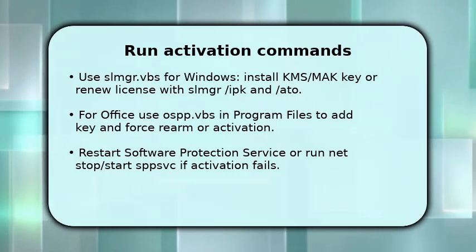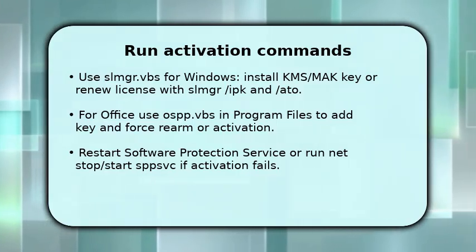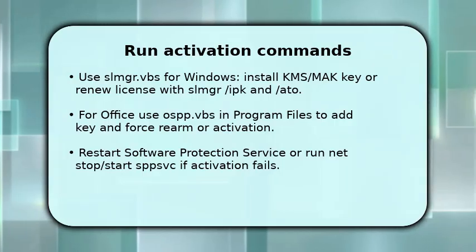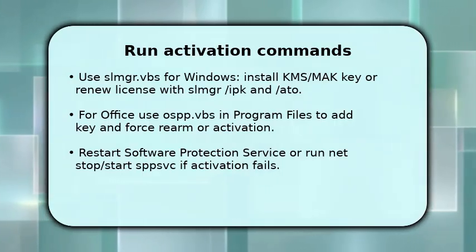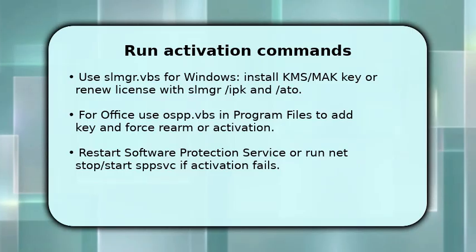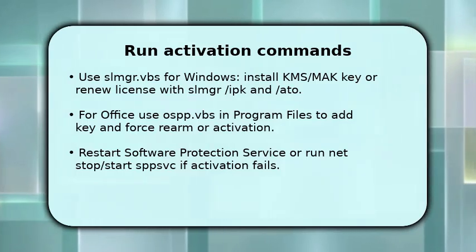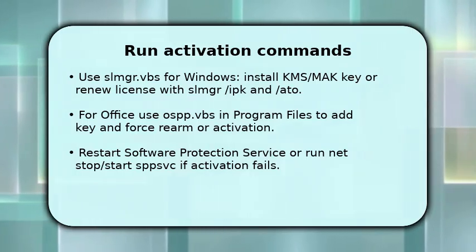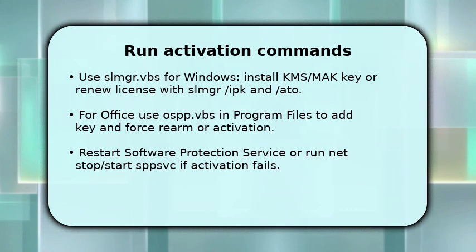This applies to Windows. For Office, navigate to the appropriate Program Files folder and run OSPP.VBS to input the key and call /act to activate. This targets Office licensing. If the system reports errors, restart the software protection service and try the commands again.